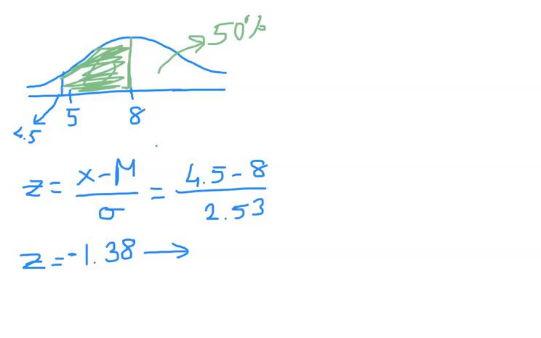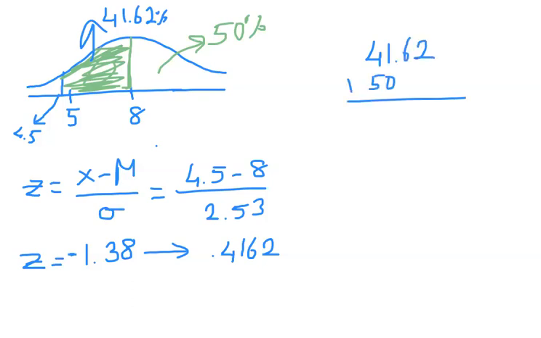I got 1.38 is equal to 41.62, which means this part is 41.62%. So when I add them up, 41.62 plus 50%, I ended up with a 91.62% probability of having 5 or more. All right.